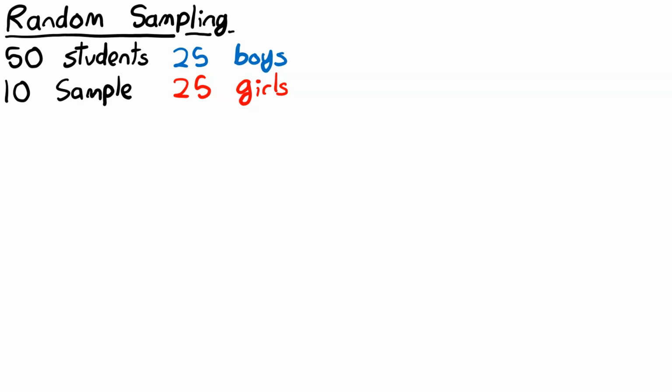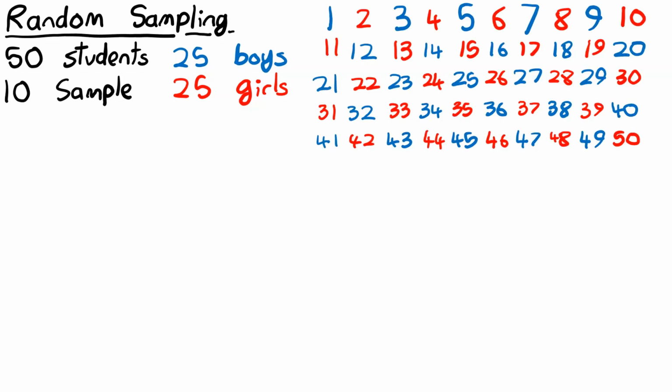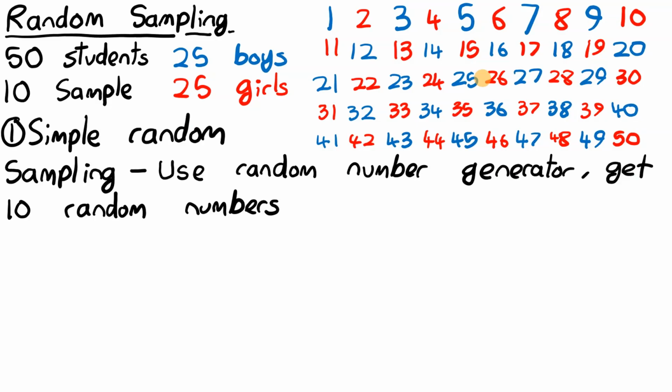Let's say that we have a secondary school with 50 students in it, and let's say there are 25 boys and 25 girls, and we want to collect a sample of 10. Now what I'm going to do for all 50 students, I'm going to give them a number like this here, and this is a sampling frame in which we've got a list and we've given every student a unique number.